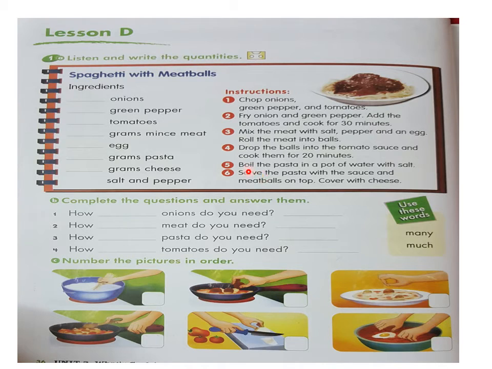Number 5, boil the pasta in a pot of water with salt. Yes, number 5 here. Number 6, serve the pasta with the sauce and meatballs on top. Cover with cheese. It will be the last step. Excellent.